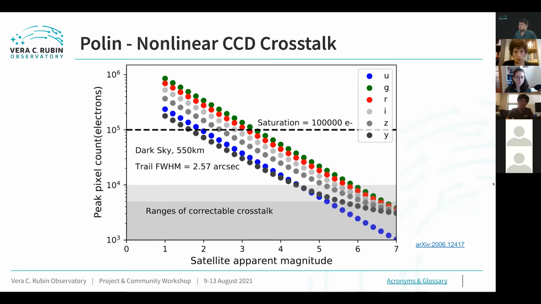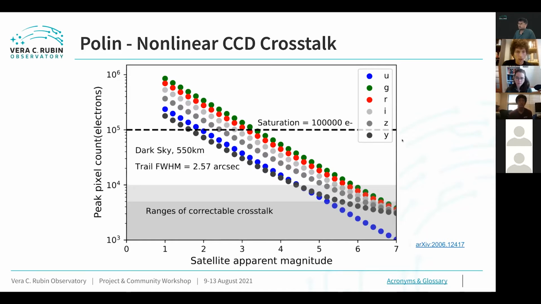So this is just an image from our recent paper that talks about LEOsats. On the y-axis you have the peak pixel count, so the actual brightness that we measure for a satellite, and the satellite's apparent magnitude. In these different bands that the LSST uses, we can show approximately where we can get correctable crosstalk for linear crosstalk. It's somewhere around here, at like the 6th to 7th magnitude. Elon Musk is actually trying to work with us on making satellites dimmer. Hopefully the other manufacturers will do likewise.